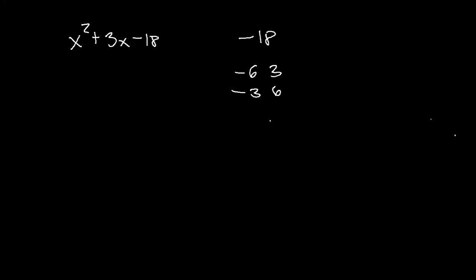And now let's test it out. Negative 6 plus positive 3 will be negative 3, which is incorrect because we are looking for positive 3. Negative 3 plus positive 6, however, is positive 3. So we indeed got our middle term. So these will be the two factors of this expression. We have x minus 3 and x plus 6. That will be the final factored form for this problem.